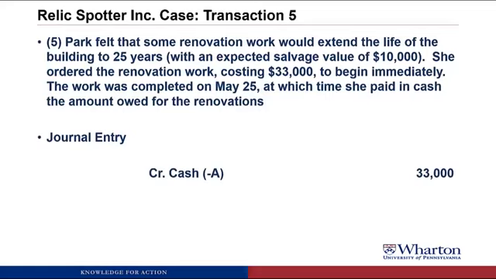So now we're looking for a debit. What did we get for this cash? Well, we added to the building, and so we're going to debit building for $33,000 to increase the balance in the building account. Remember, we make assets go up through debits.